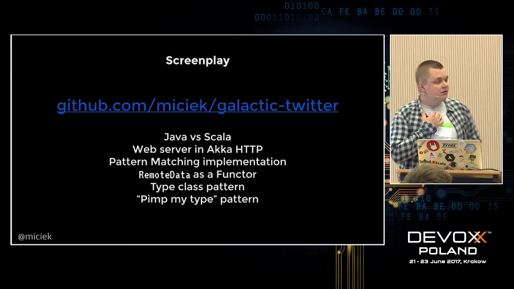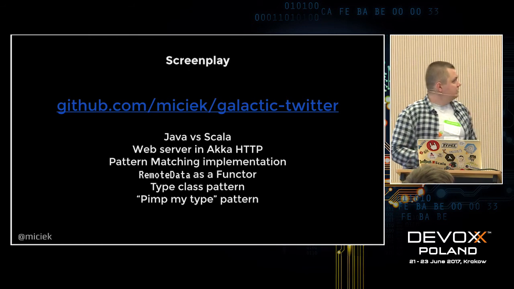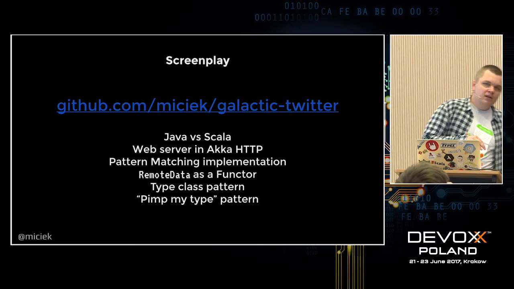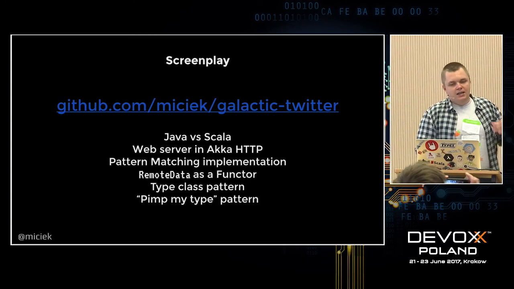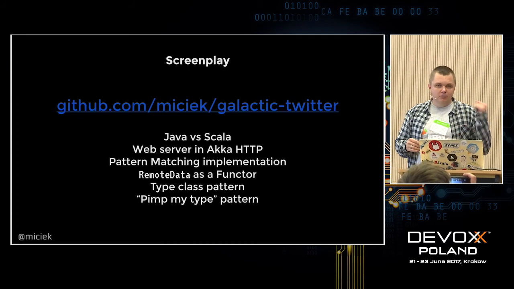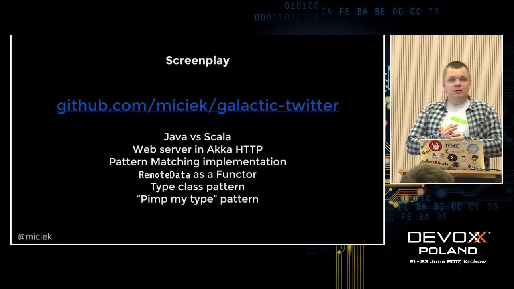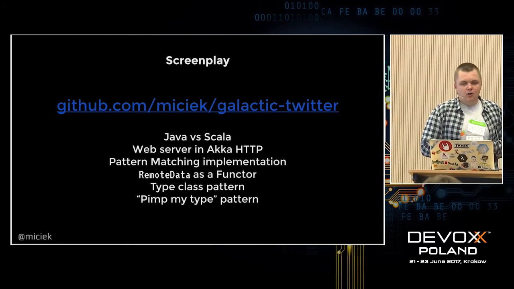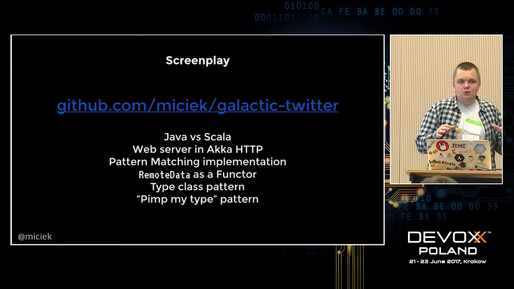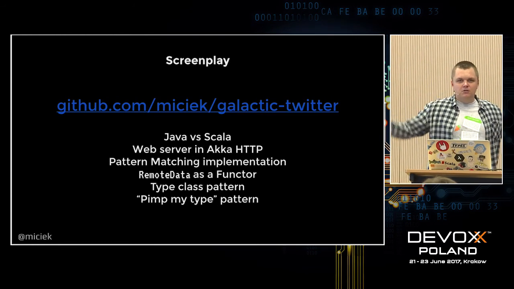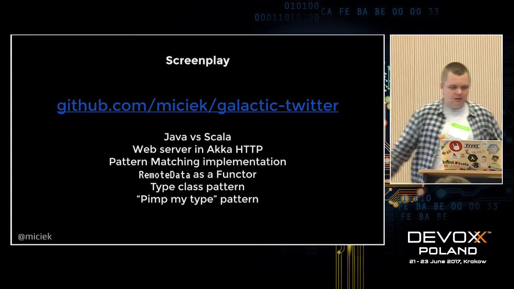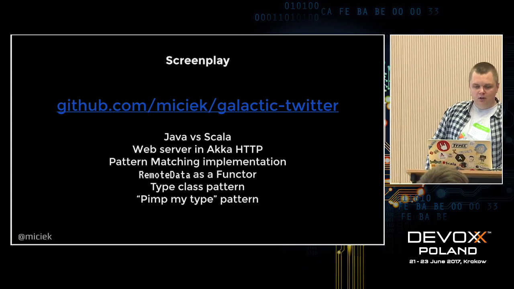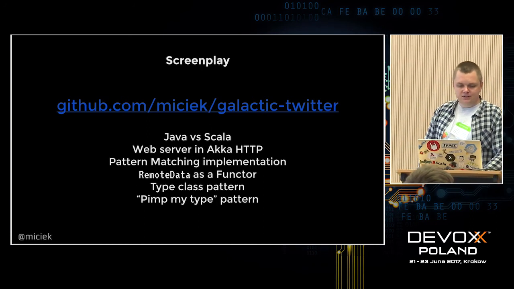And all the code is available. The screenplay for this talk is available at this Galactic Twitter repository. There are Java and Scala implementations of the same application, so you can use it. And there is a web server implementation in HTTP in both Scala and Java. Pattern matching, how it's implemented, you can see there in the code. There are lots of comments and readmes, so please take a look. Also, there is a type class pattern, which you can use in order to get rid of all your annotations. In Scala, we don't use annotations, we use type class pattern. And the pimp my type pattern helped me create a nice predicate logic in the censorship module.